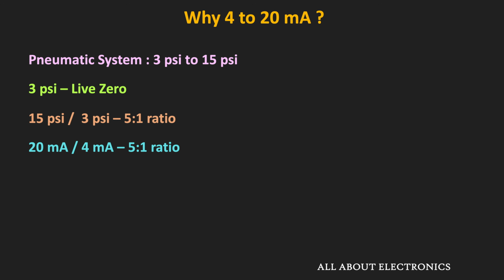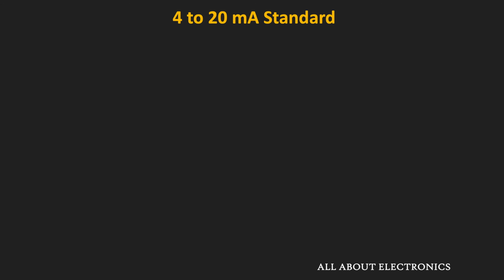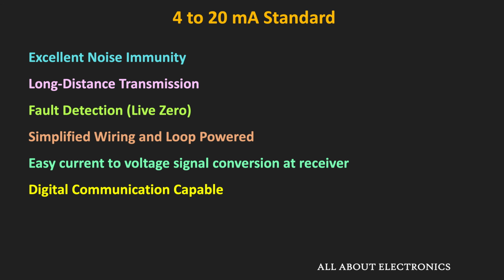Now another reason for selecting the 20 mA current as the maximum current is that this current is intrinsically safe to avoid the hazard. So by capping the maximum current at 20 mA, it is much easier and cheaper to design the circuits that are intrinsically safe. And also from the human safety perspective, this current is in the safe range. So that is the reason for keeping the 4 to 20 mA range for this standard. So in summary, these are the advantages of the 4 to 20 mA standard.